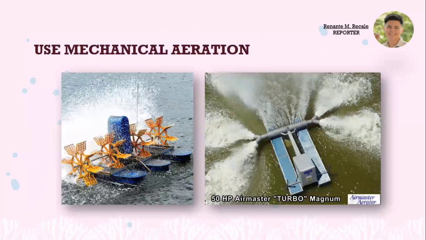So number four, use mechanical aeration. So what is mechanical aeration? The use of machinery to mix air and water so that oxygen can be absorbed in the water. Some examples are paddle wheels, mixers, or rotating brushes to agitate the surface of an aeration tank, pumps to create fountains, and pumps to discharge water down a series of steps forming falls or cascades.